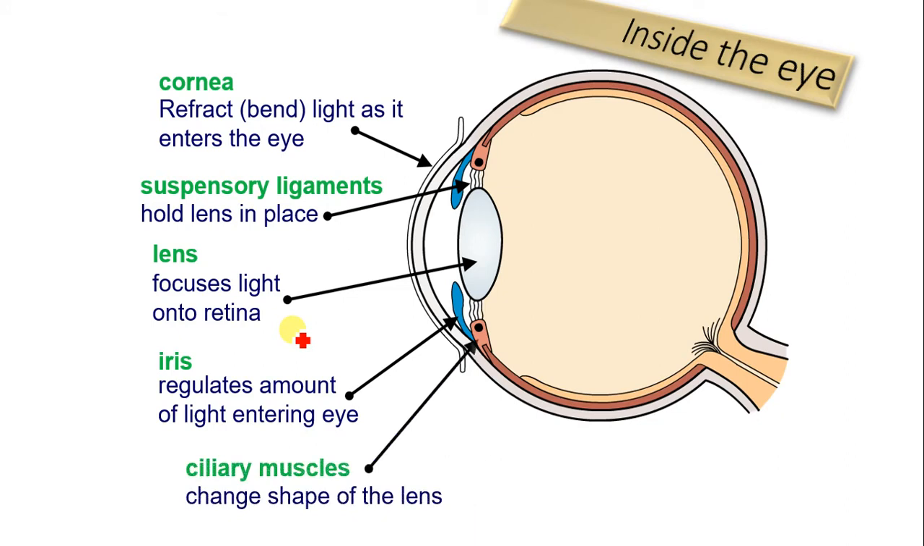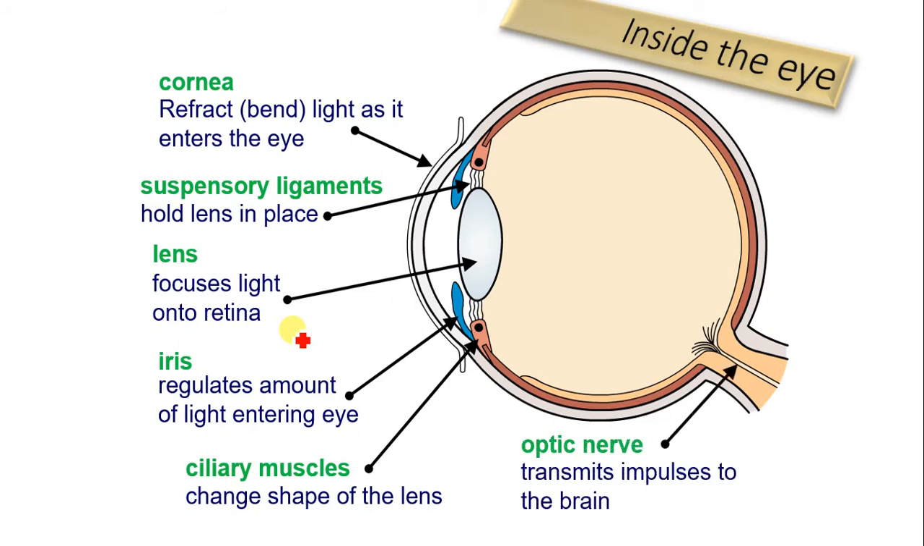Then we also have the ciliary muscles, which change the shape of the lens. So the suspensory and ciliary muscles help in accommodation, which we'll look at shortly. They change the shape of the lens and they both act as antagonistic pairs. If one contracts, the other will relax. So we'll look at it.